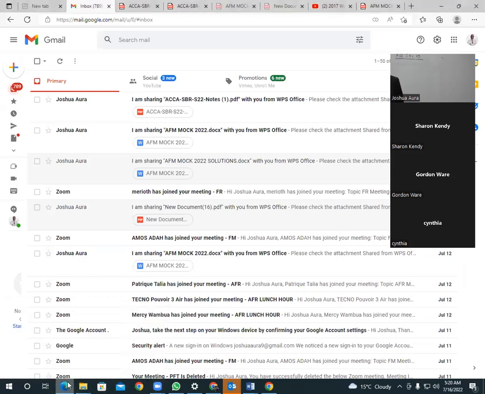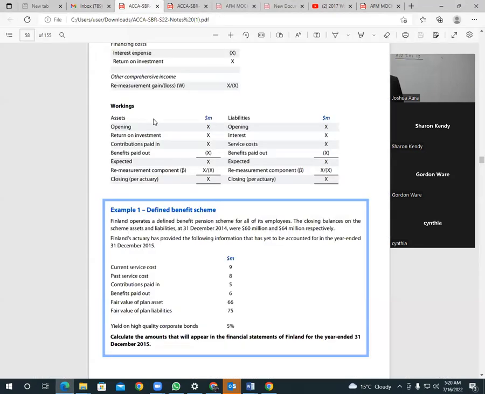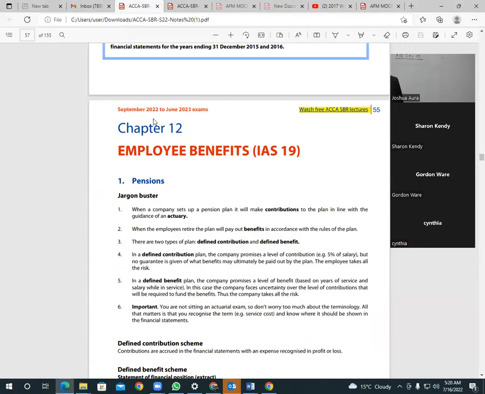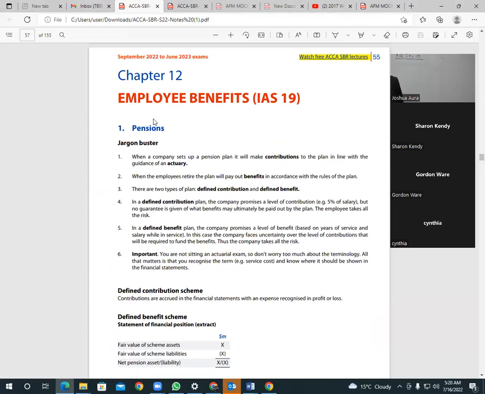Now, ladies and gentlemen, I would want to confirm with you whether you are able to see my screen called Chapter 12, Employee Benefits, IAS 19. Are you able to see my screen, my good students? Is there anybody who can see my screen? Yes, thank you very much.